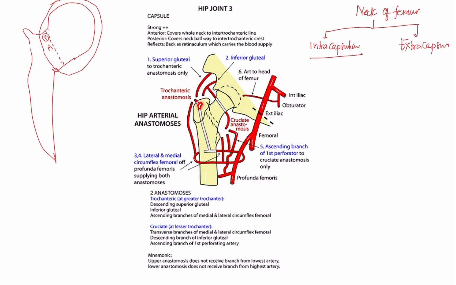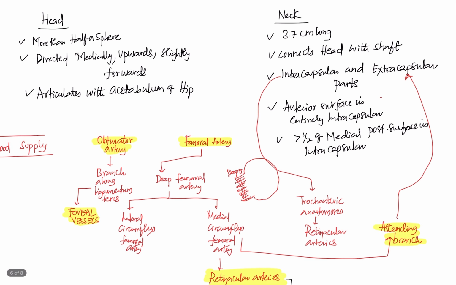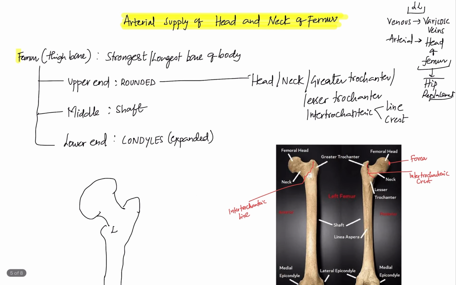From this trochanteric anastomosis, you will get those arteries I am talking about, that is our very own retinacular arteries, which actually supply the intracapsular part of the neck of the femur. So this will conclude our discussion on the arterial supply of the head and neck of the femur.